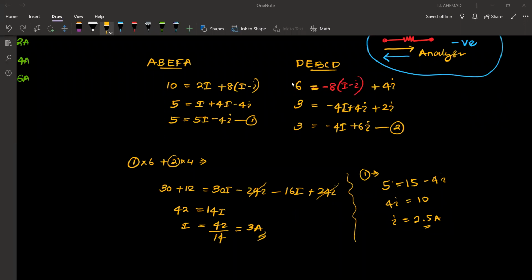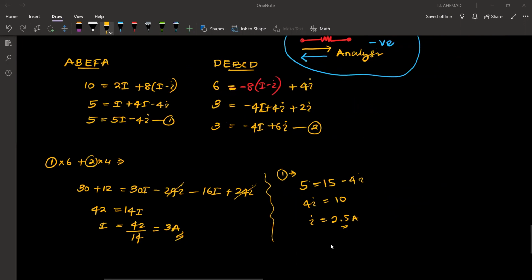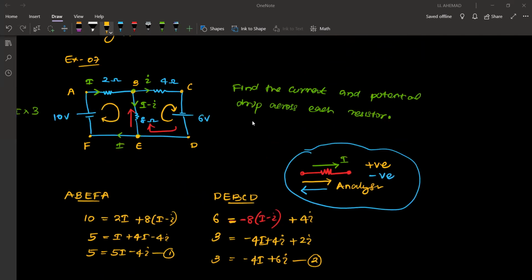Shahama got a different answer. Check your simplification a little. Amna also got 3 amperes and simple I is 2.5. Now you got simple I is 2.5. Shama, just check a little. Now that is not your final answer, okay? That is not your final answer.